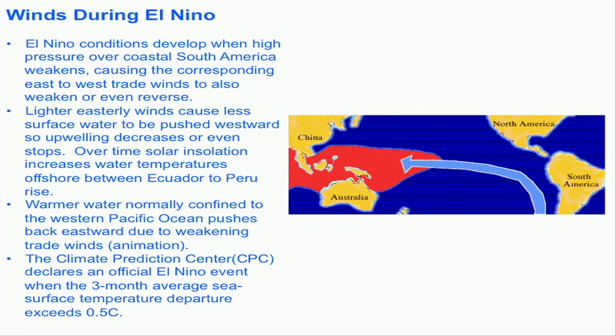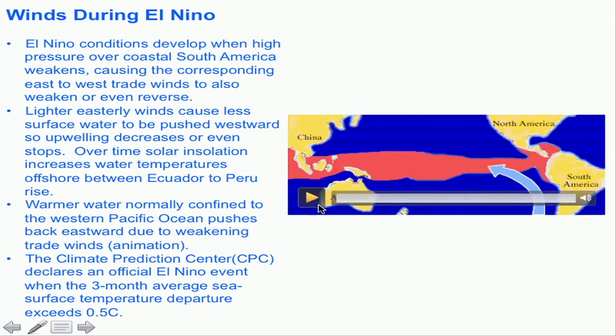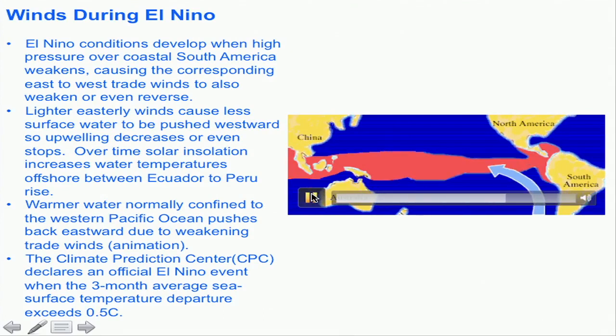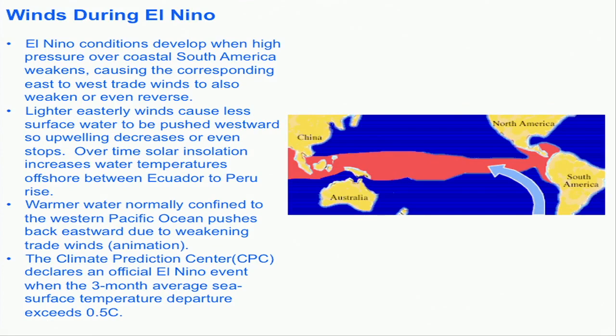Okay, so again, go through those points, make sure you understand the interactions we just talked about, and also try to understand how those airflows we just talked about are going to affect the Walker circulation. So warmer water confined to the Western Pacific Ocean is going to push back eastward due to the weakening trade winds, as we see in this little animation. Sorry, it's very short.